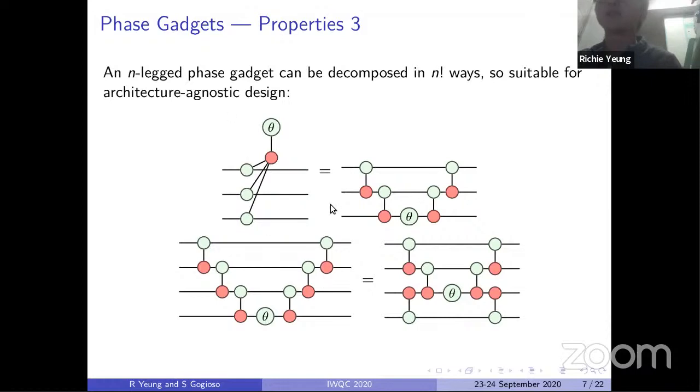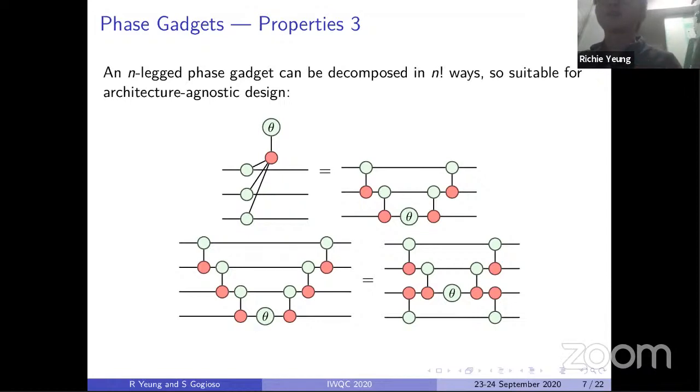Here's one way to decompose a three-legged phase gadget, and here are two equivalent ways of writing a four-legged phase gadget. The good thing about phase gadgets is they are architecture agnostic. So for those designing parametrized quantum circuits, you can design the circuit using just phase gadgets without thinking about your architecture, your connectivity. And then once you're done, you can apply the algorithm, which then synthesizes it in the best way possible, depending on the architecture.